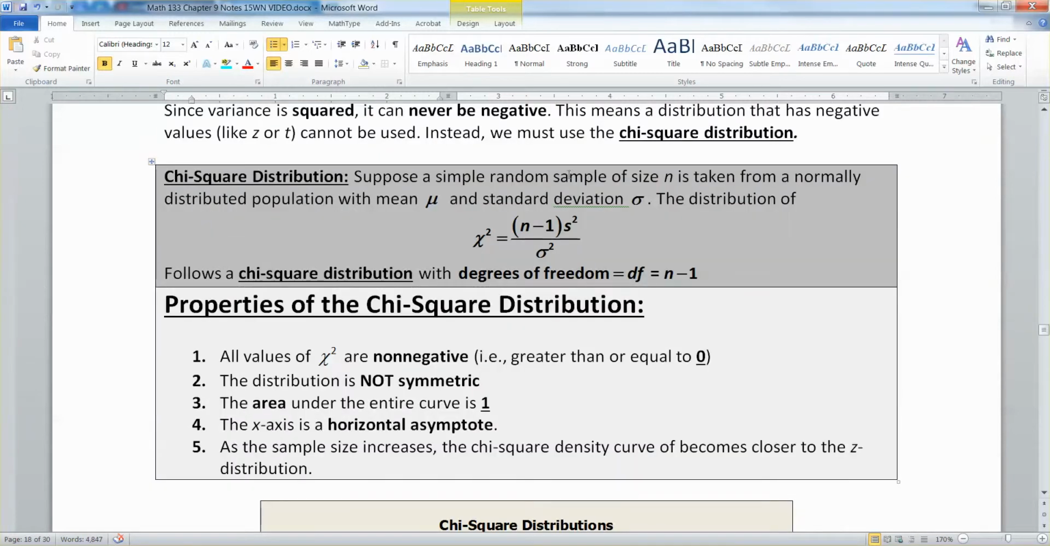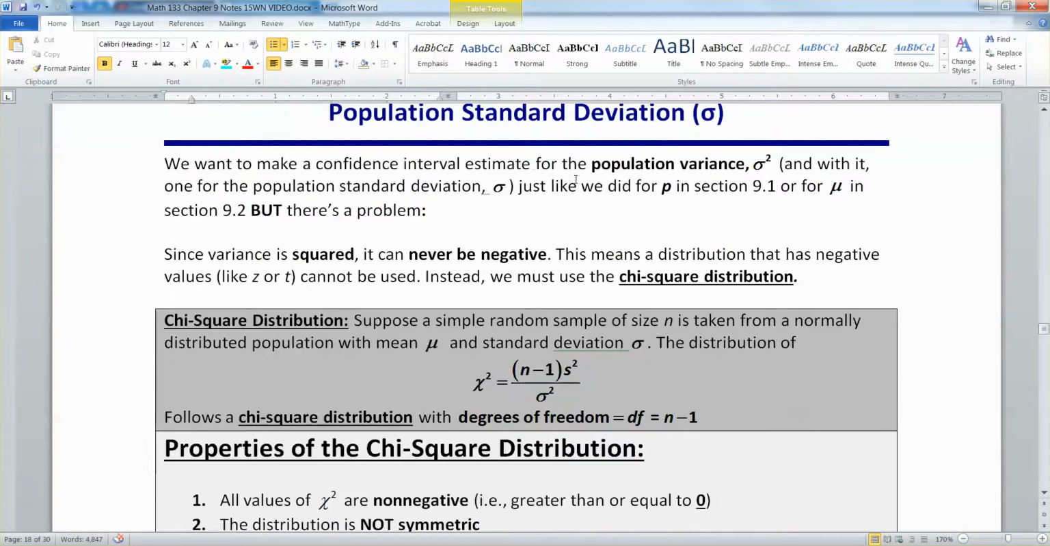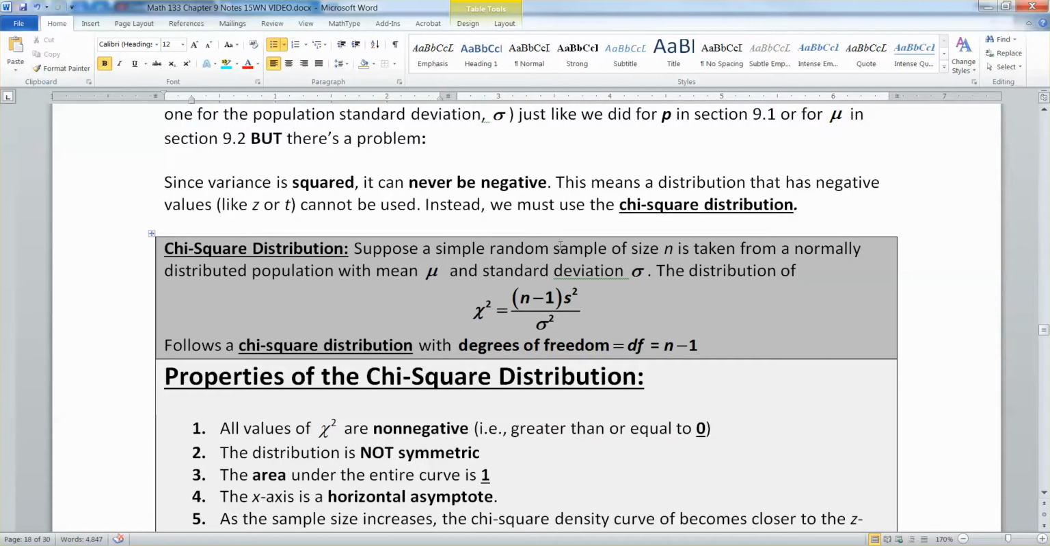Now let's look at the properties of the chi-square distribution, going back to section 9.3. Suppose you have a simple random sample of size n taken from a normally distributed population. You can't even get the chi-square distribution unless the distribution it's coming from is normally distributed, so that has to happen. If that's the case, with mean mu and standard deviation sigma, then the statistic we're looking at, chi-square, which is (n minus 1) s squared over sigma squared, follows a chi-square distribution with degrees of freedom n minus 1. Just like the t distribution, it has degrees of freedom.